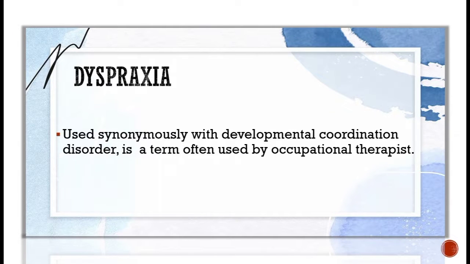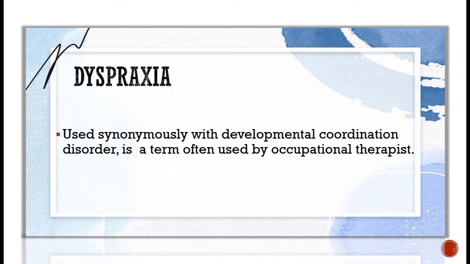So, used synonymously with developmental coordination disorder is a term often used by occupational therapists. So, dyspraxia is also known as developmental coordination disorder. So, it's a common disorder that affects movement and coordination. So, it does not affect your intelligence, and also it will affect the fine motor skills, such as writing or using small objects.